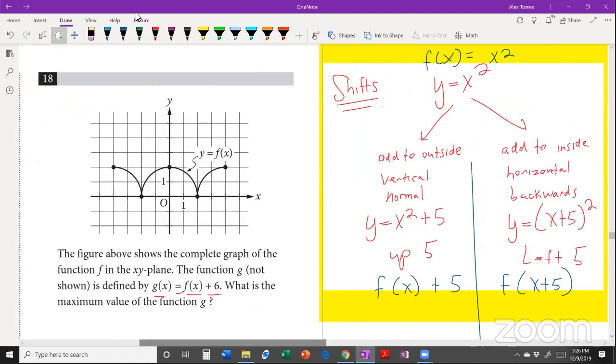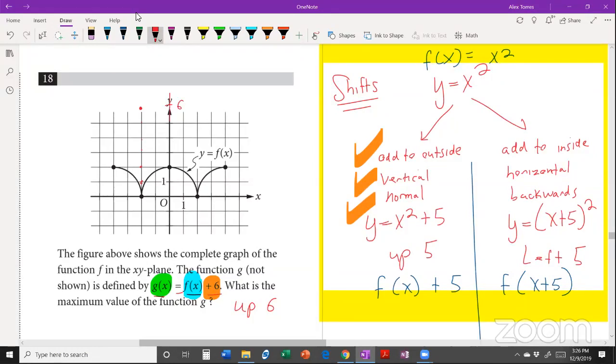So let's apply that to number 18. We're saying that g of x is defined by taking f of x and doing what? Adding to the outside. So when we add to the outside, it's a vertical shift, it's normal, so plus is up. So this is all a fancy way of saying that g of x is the same as f of x moved up by 6. So let's move it up by 6. 1, 2, 3, 4, 5, 6. And so that takes us to a y value of 6.